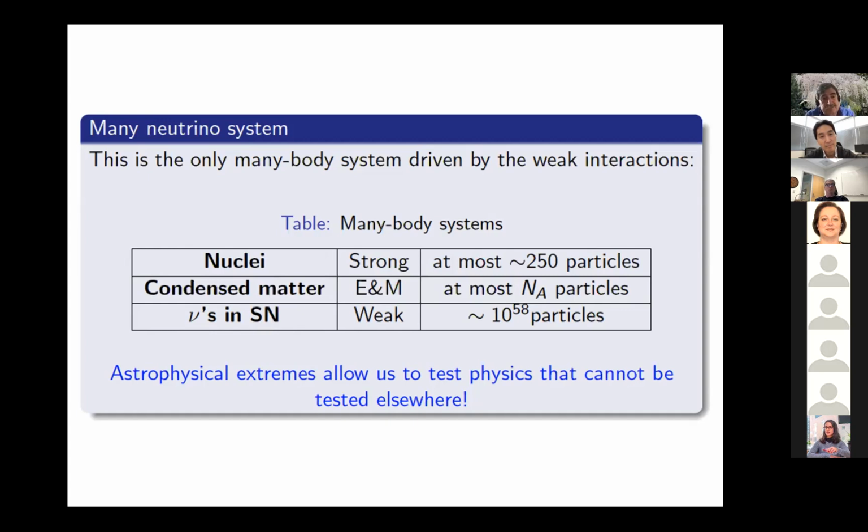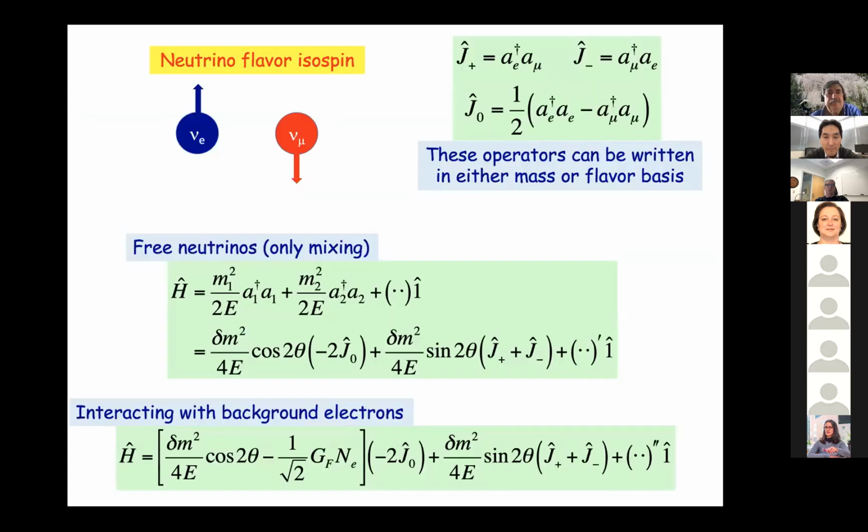So this is an illustration of the fact that astrophysical extremes allow us to test physics that you cannot test in any other way. And I should point out that this neutrino-neutrino interaction in the supernova is within the standard model. It's not new physics, it's not beyond the standard model physics. It is the last part of the standard model physics that has not been directly tested.